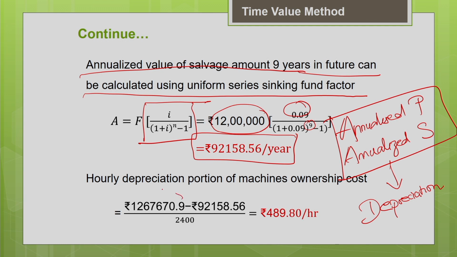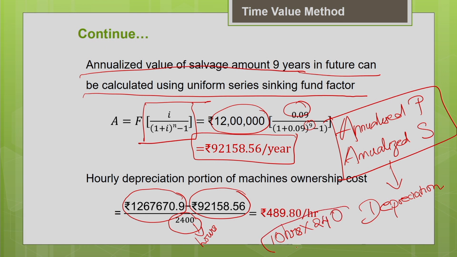Okay, it is nothing but your annualized purchase price minus your annualized salvage value divided by the annual use of the machine in hours. So the total hourly usage of the machine. Say for example, every day you are using the machine for 10 hours. You are going to operate the machine for 240 days in a year. So the total annual usage of the machine in a year will be equal to 2400 hours.